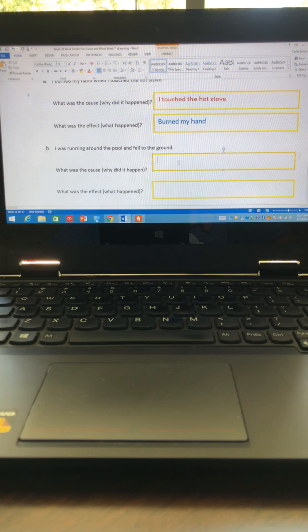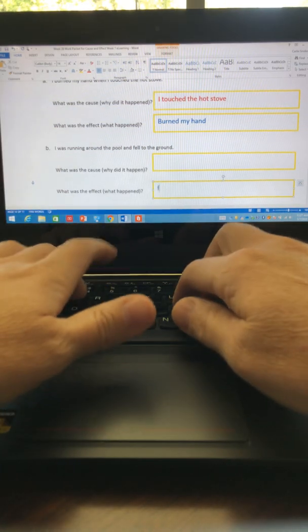By looking at letter B. On letter B, we're going to do this one together, and this will be our final one that we do together, and then you need to finish up your assignments on your own. I was running around the pool and fell to the ground. Well, what happened? Fell to the ground.